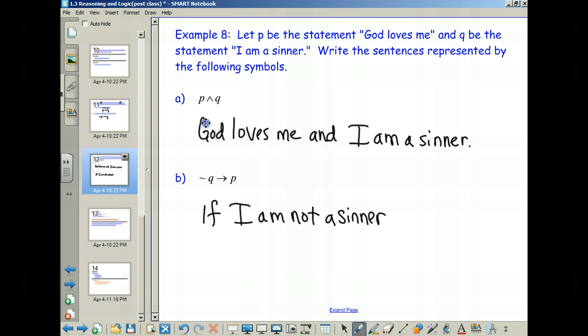So I've got the "if," I've got "I am not a sinner," and now I have an arrow, which means I'm going to write what word next? Then. Then what? Then God loves me. And if I'm not a sinner, he does love me, but the truth is, I am a sinner, right? So this statement is fine to write. It imagines all the symbols that are there, but it doesn't have any sort of valuable meaning to us because the first part is already a false statement, right?